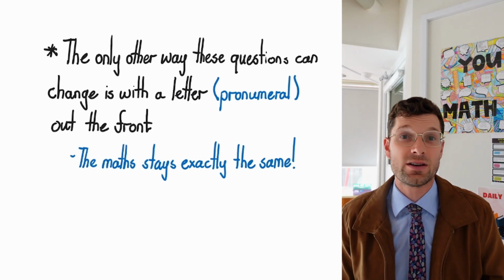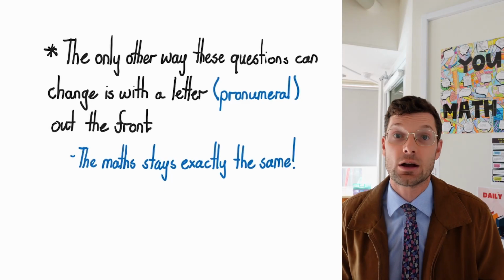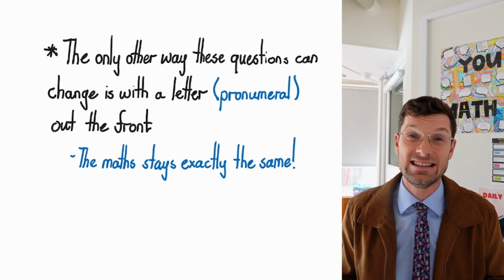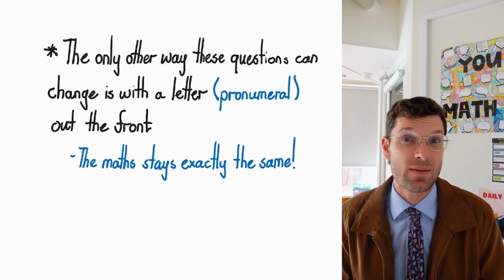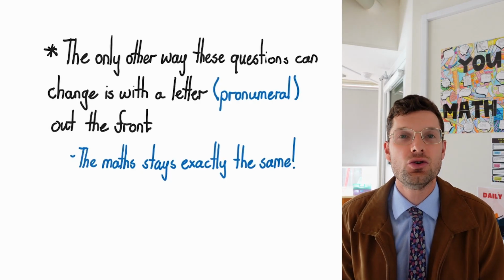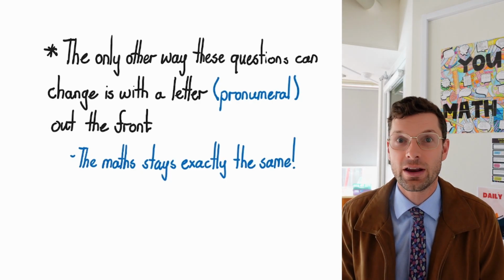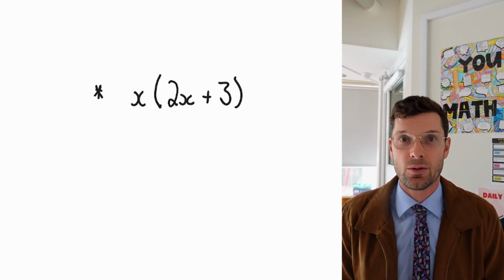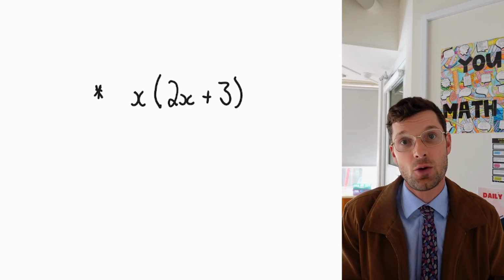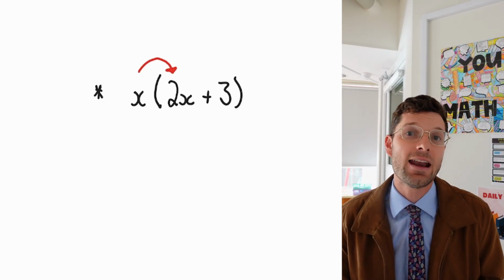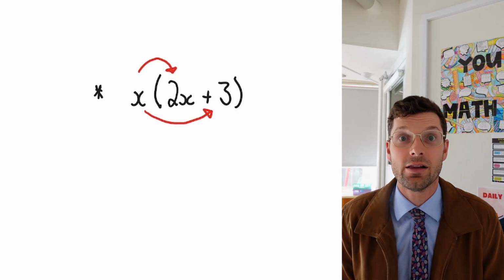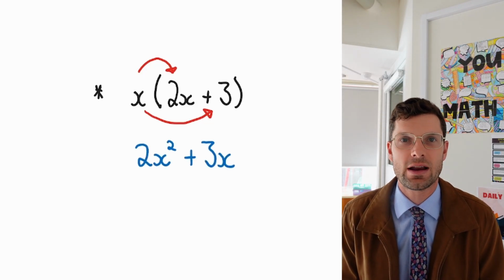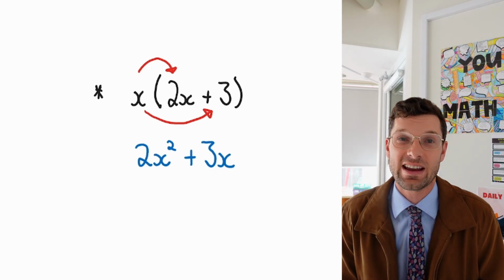The only other way that these questions can get even a little bit harder is by using a pronumeral out the front or a letter out the front. This actually makes it easier mathematically because you don't have to do as many calculations, but you do need to see it first so it doesn't trick you in a test into getting something wrong. So this here, I've got x and then 2x plus 3 in the brackets, and the same thing occurs. That term out the front multiplies by the 2x and it multiplies by the 3. So my final answer is just 2x squared plus 3x. This is fully simplified, you don't have to do any more work, which is actually easier than doing any multiplication.